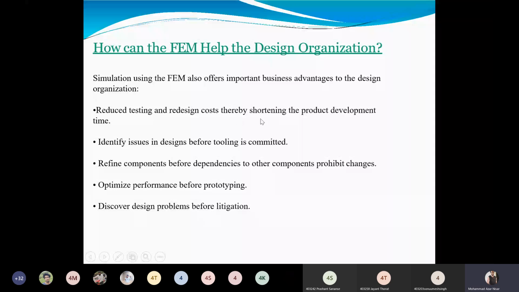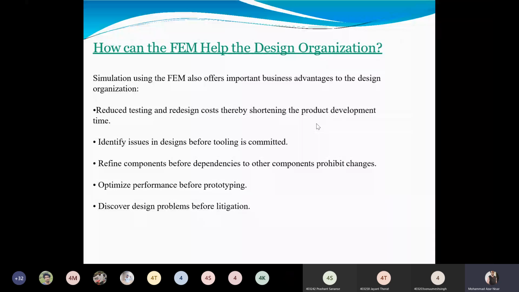How does it shorten the product development time? In the past few decades, first CAD is done, and then manufacturing is done, then testing is carried out, and then it fails, so again redesigning, and again product developing.